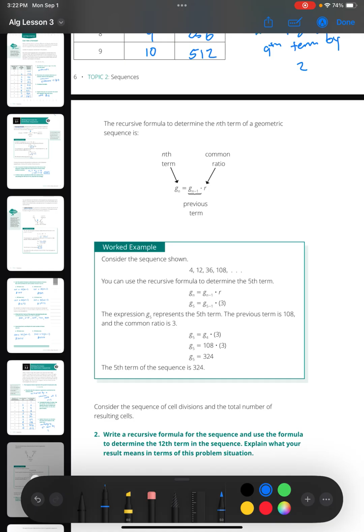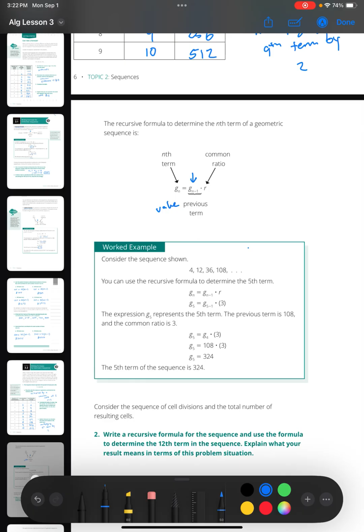So the recursive formula to determine the nth term of a geometric sequence is the value of the previous term times the common ratio of 2. So that's the value of the previous term. I'm going to put value in front of where it says previous term because we're not talking about term number with the recursive formula. We're talking about the value of the previous term and then multiplied by that common ratio.